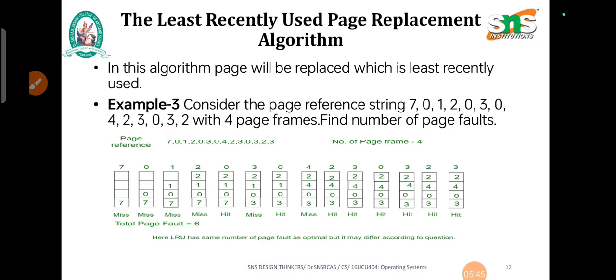We have to find the number of misses and hits in this particular example in order to replace a particular page. Next is the least recently used page replacement algorithm. In this algorithm, the page that is least recently used will be replaced. We have the page reference string 7, 0, 1, 2, 0, 3, 0, 4, 2, 3, 0, 3, 2. With 4 page frames, we have to find the number of page faults. The number of page faults is 6. Initially all pages are fitted into the frames. If the page is already present, then it is called a hit. If the page is not present, it is called a miss.